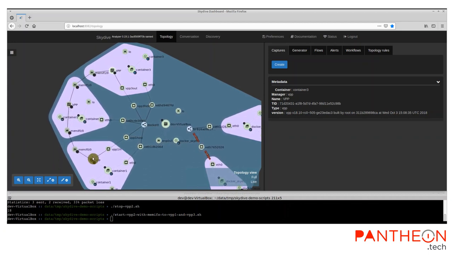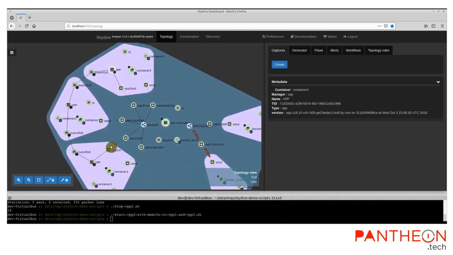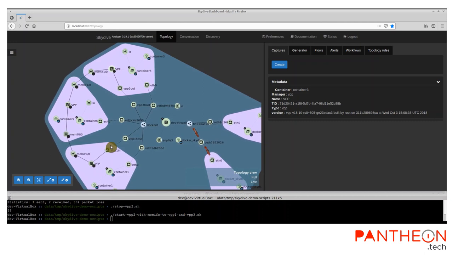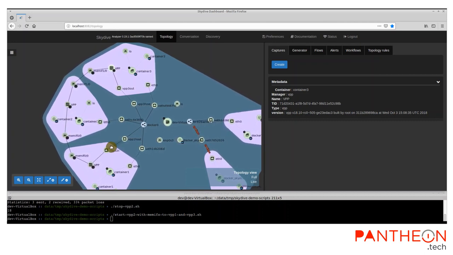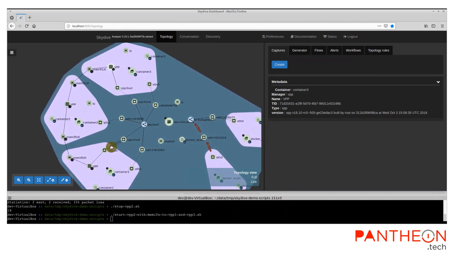We presented here integration of VPP topology, but it's also possible to integrate VPP packet traffic information for more relevant network observation.